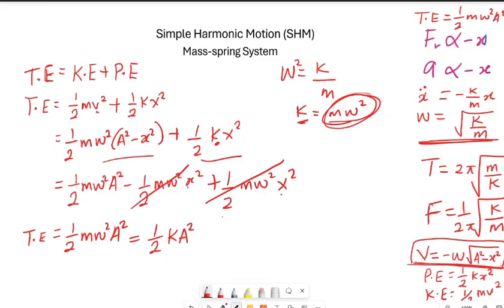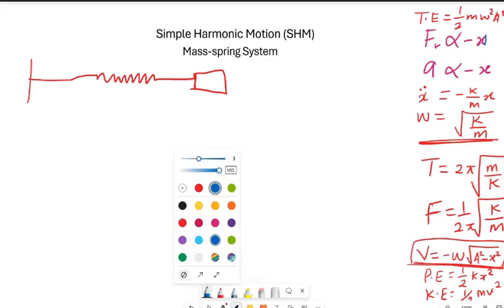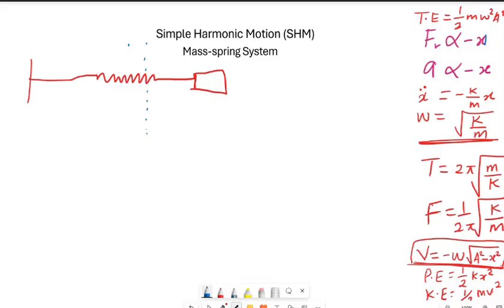Now, let's analyze it on the mass spring system. For our mass spring system, we know that we have something like this. If I say this place is my main position, this will be the end point, while this is the highest point. Now, at this highest point, don't forget my x equals a. At this middle point, which is the main point, our x equals 0.